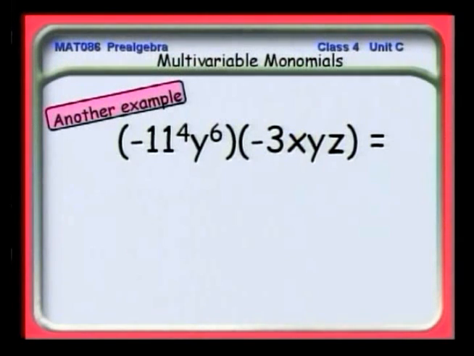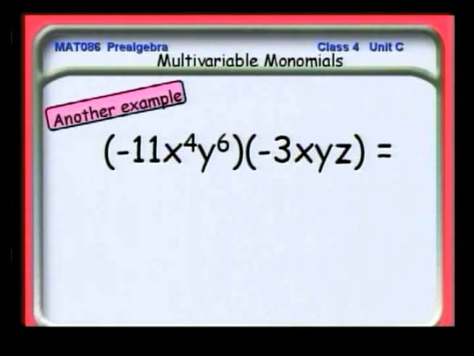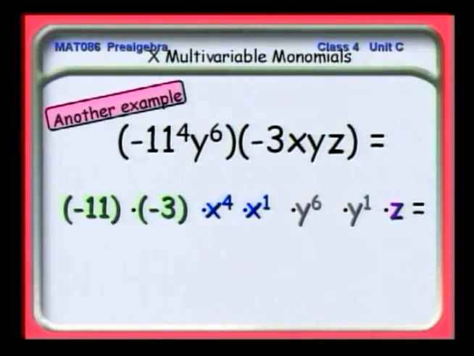We'll look at another example. Here we have minus 11, x to the 4th, y to the 6th, times a minus 3, xyz. First, we break it up into its pieces, and I use parentheses around those negative terms to keep them straight. Notice that I have put the coefficients all the way to the left, the x terms, the y terms, and the z term. Now I do the math. Minus 11 times a minus 3, minus times a minus is a plus, so I get 33.